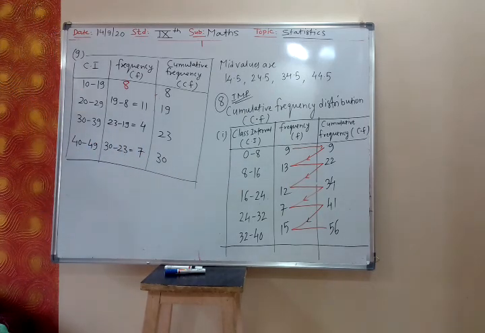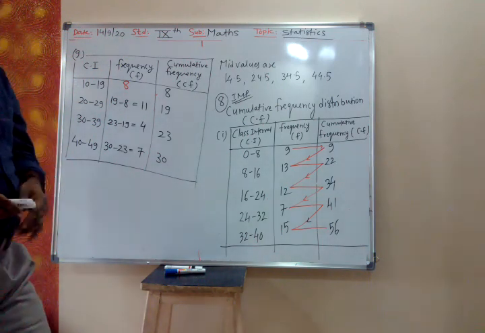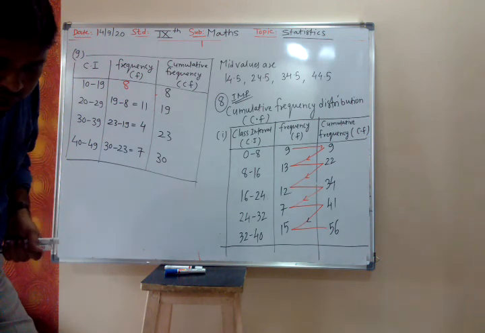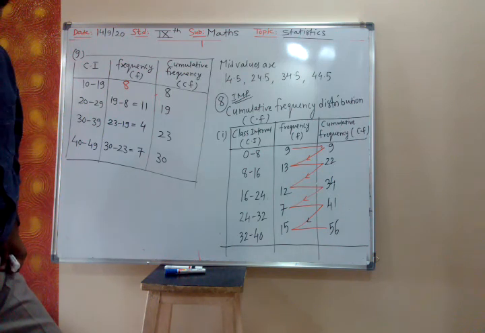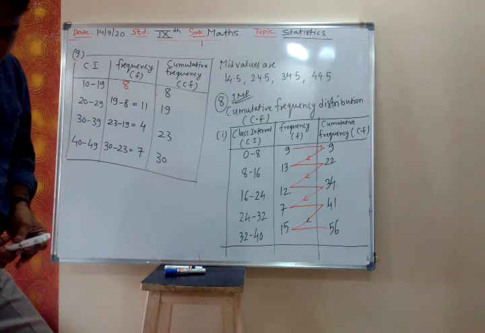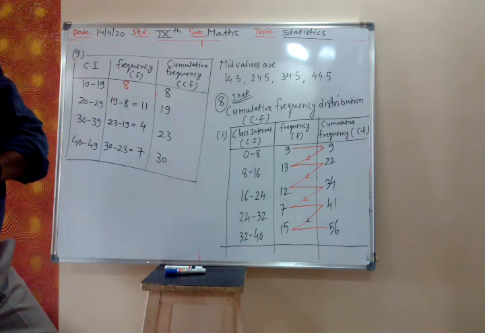So in this way, when we are given the table of cumulative frequency, from cumulative frequency we can find frequency. The second one you will do in the same way.